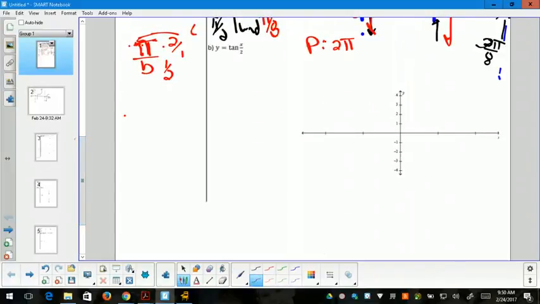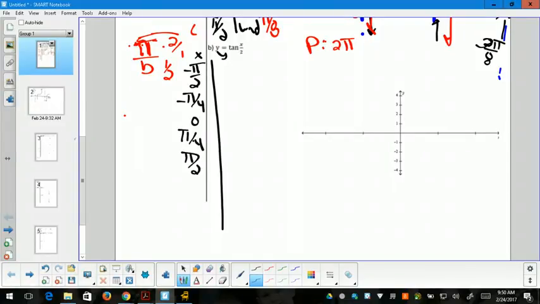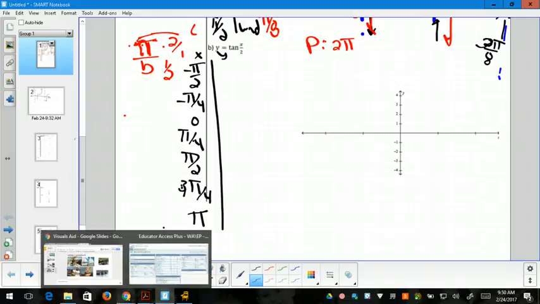So here's our original parent function. We're going to go from negative pi over 2 all the way to 3 pi over 2 for our original parent function. So we have negative pi over 2, negative pi over 4, 0, pi over 4, pi over 2, 3 pi over 4, pi. Okay, 5 pi over 4, 3 pi over 2.